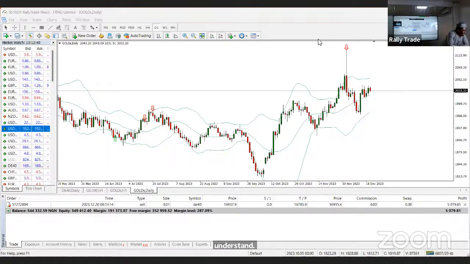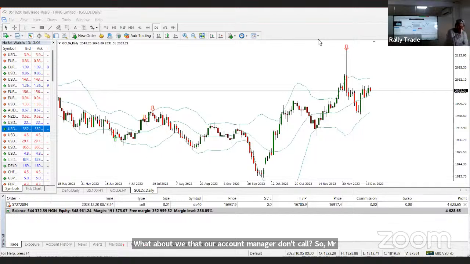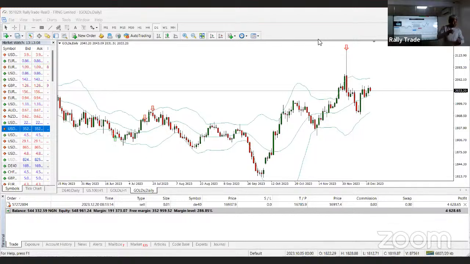What about we that our account manager don't pick call? So, Mr. Endurance, Gariba. Endurance, please send me your email. Please collect that man's email, the man that said his account manager does not pick call. I want to know who the account manager is. I'm saying in his case. He said the account manager has not picked call for 3 weeks.